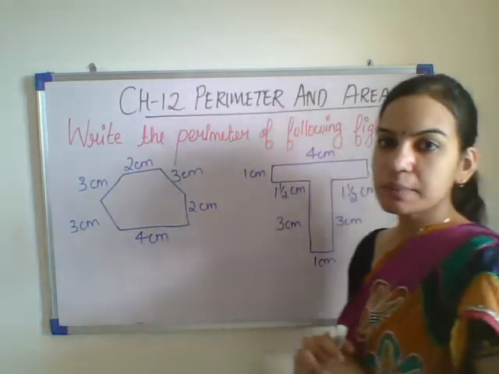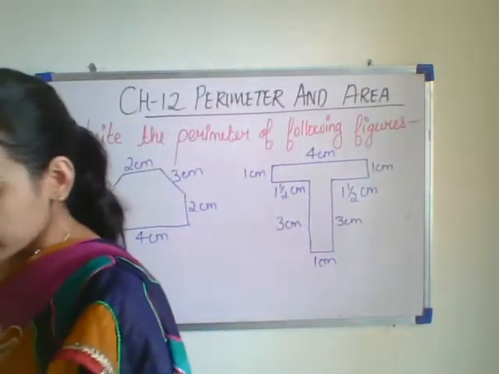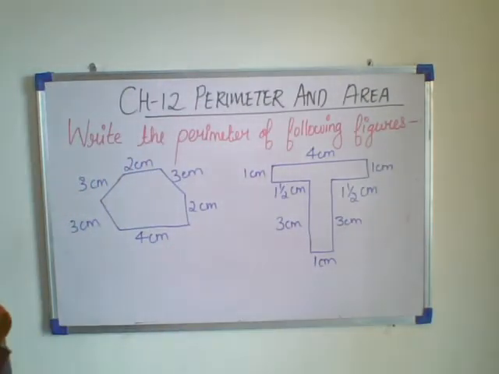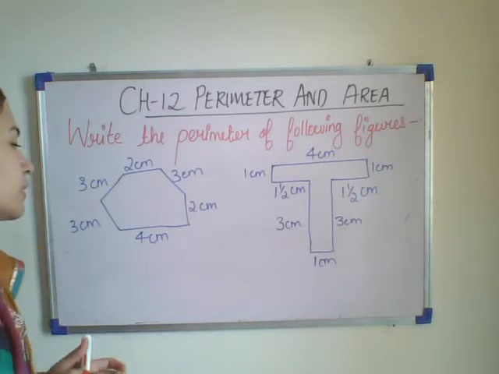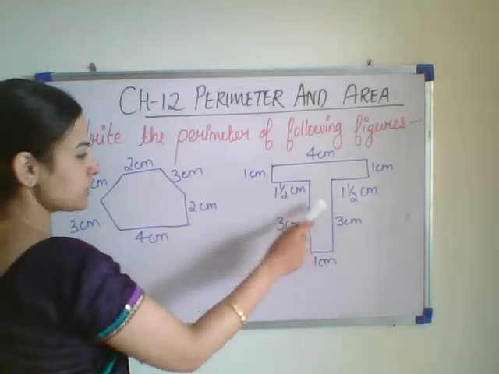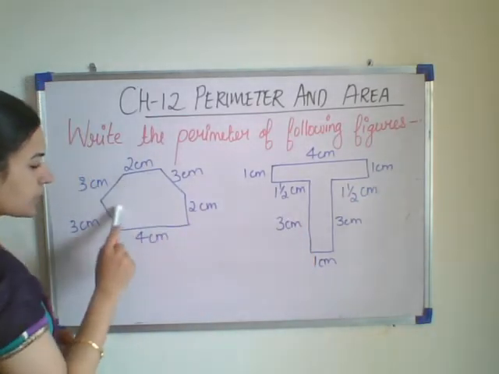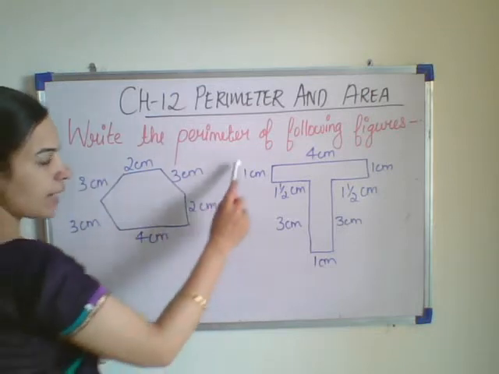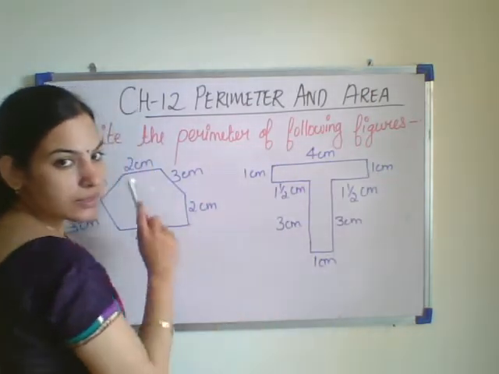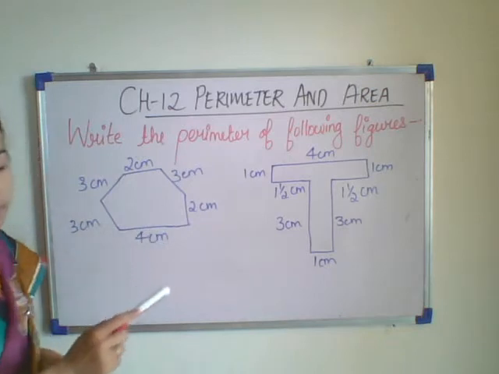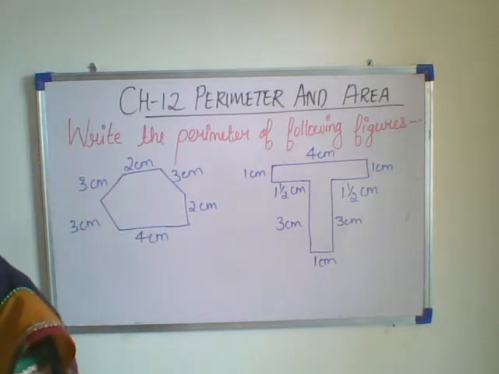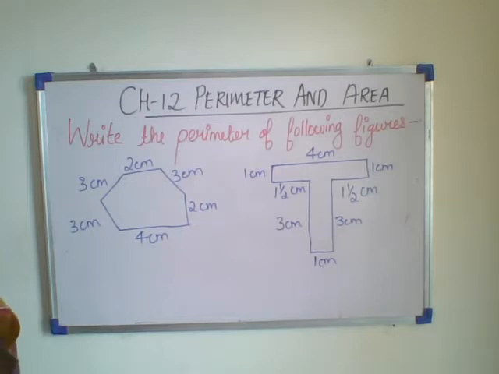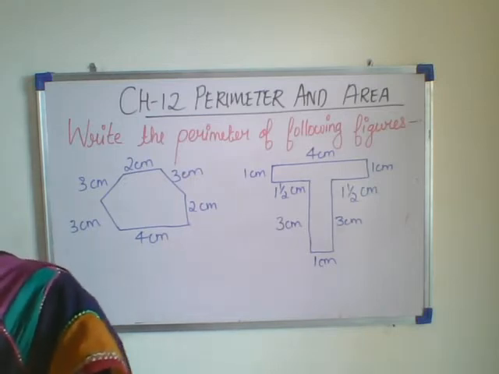First of all, what is perimeter? The distance around a figure is called perimeter. Here I have drawn two figures. The distance around this complete figure and this complete figure is called the perimeter. It is found by adding the lengths of the sides of the figure.